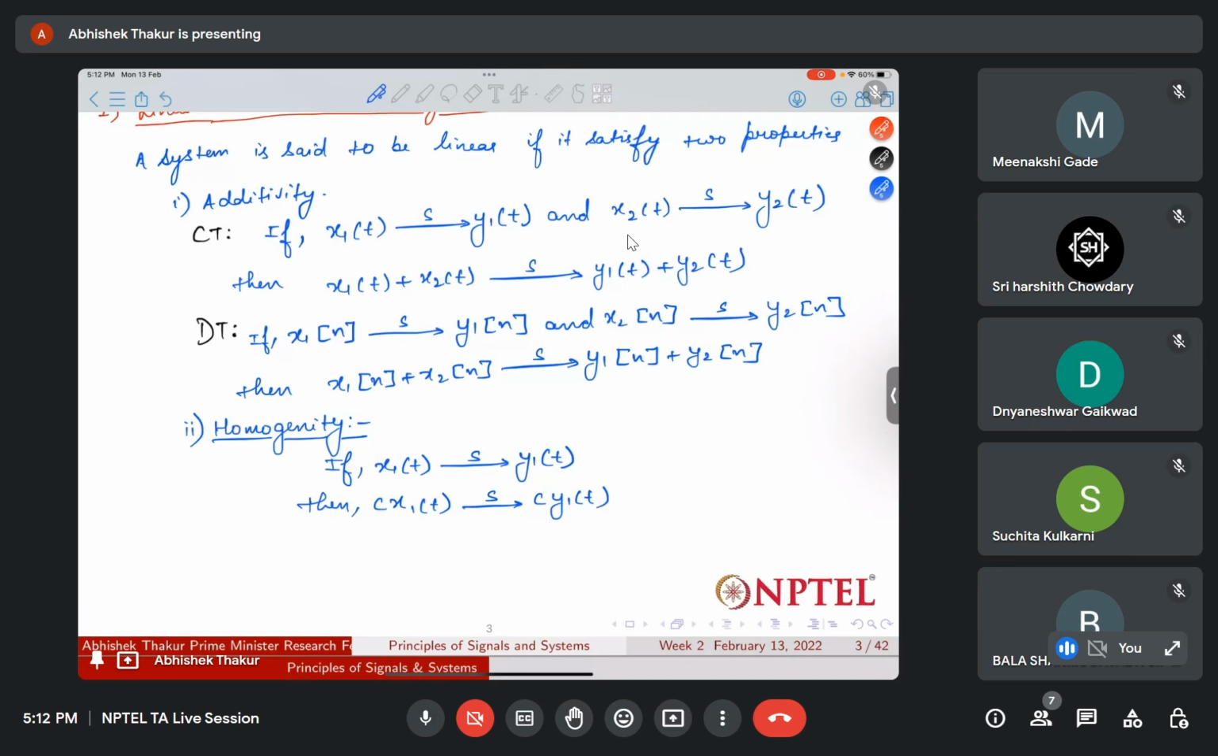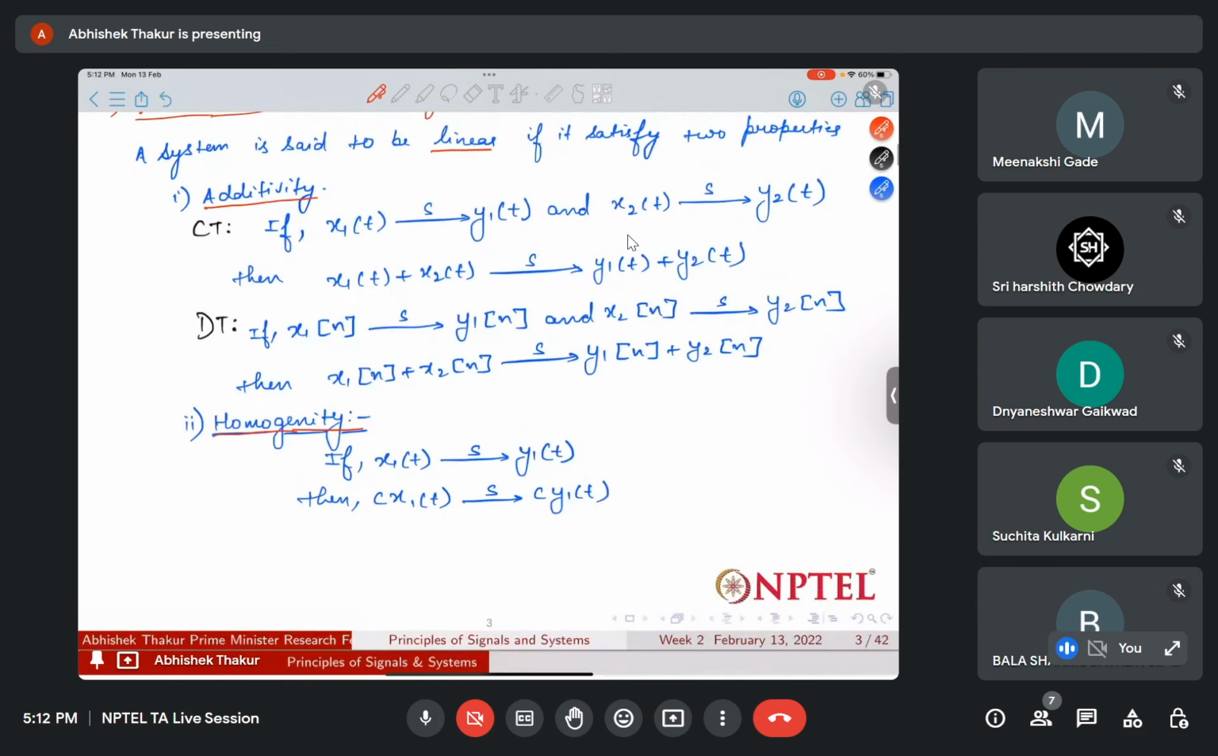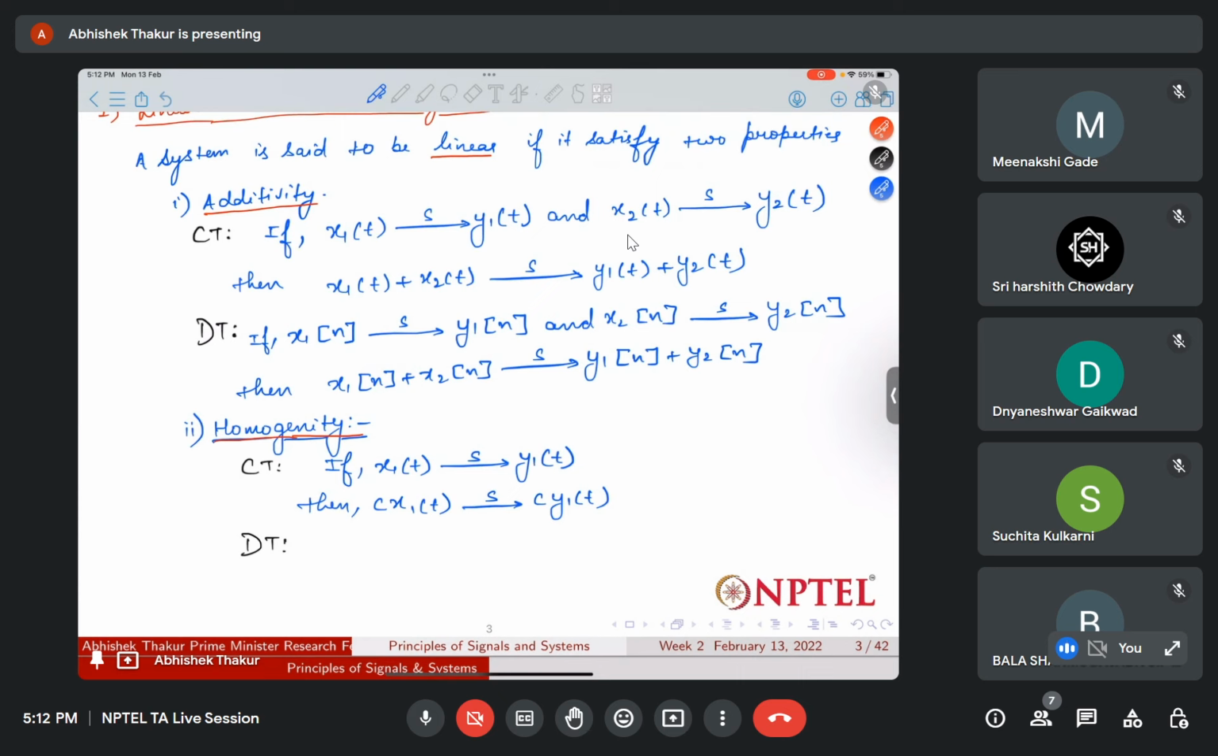So for a system to be linear, it should satisfy two properties. First, additivity. Second, homogeneity. Understood? Any doubt in this? You can also write it for discrete time, like this was for continuous time. When x1[n] is given to a system, it gives the output y1[n]. Then c x1[n] will produce output c y1[n].